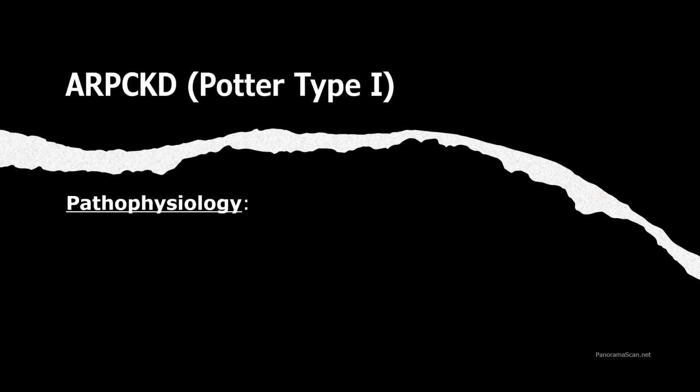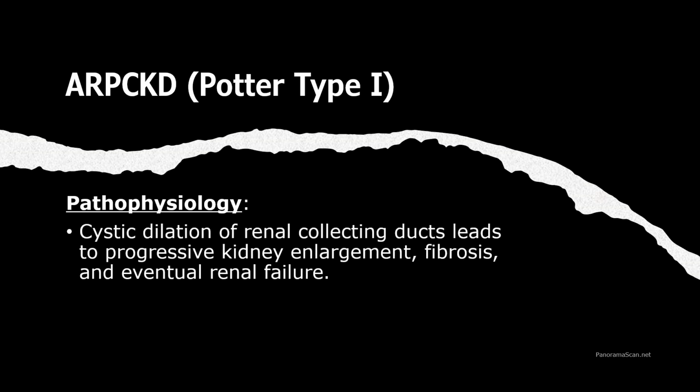Now look at the pathophysiology of ARPKD. The primary feature of ARPKD is the cystic dilatation of the renal collecting ducts, which results in progressive kidney enlargement. As the cysts increase in size, they cause fibrosis in the renal tissue. Over time, this leads to a decline in kidney function and can eventually result in renal failure.